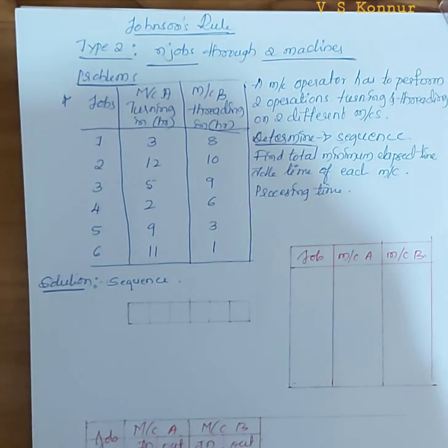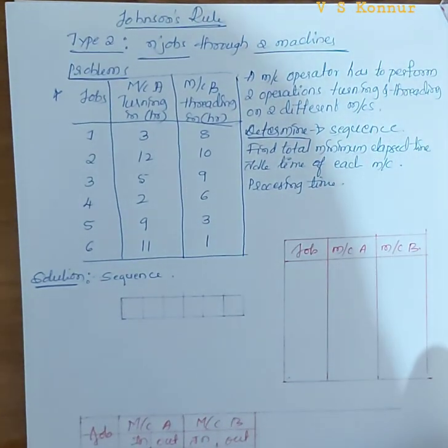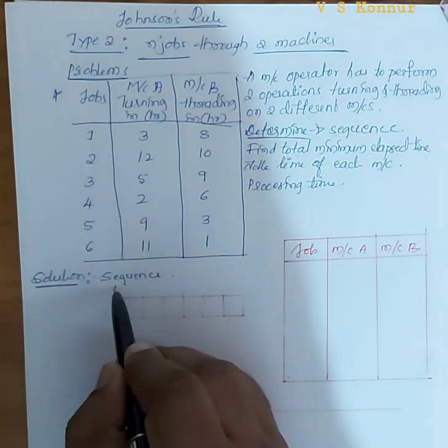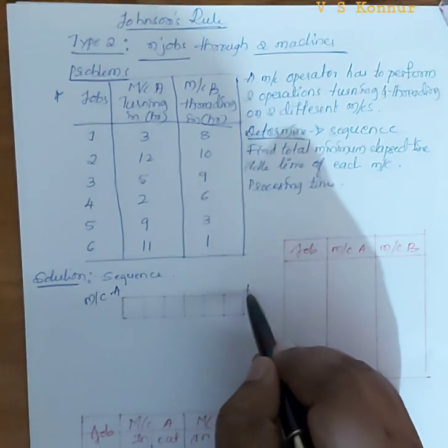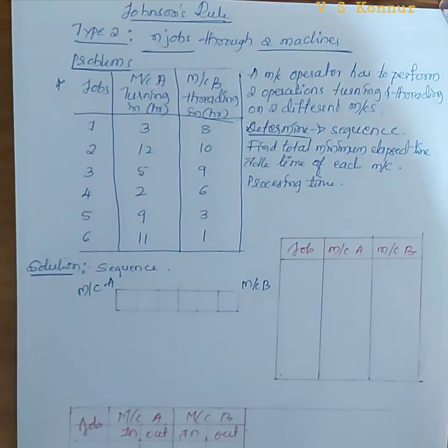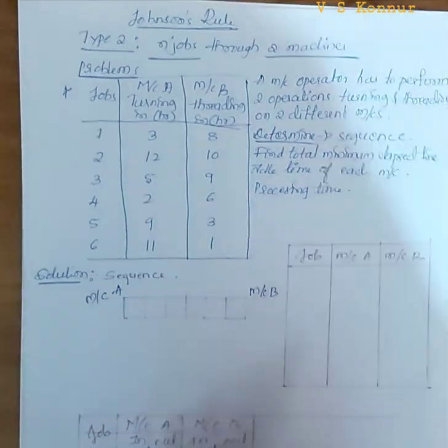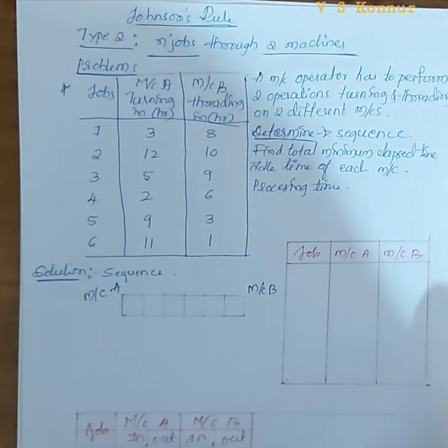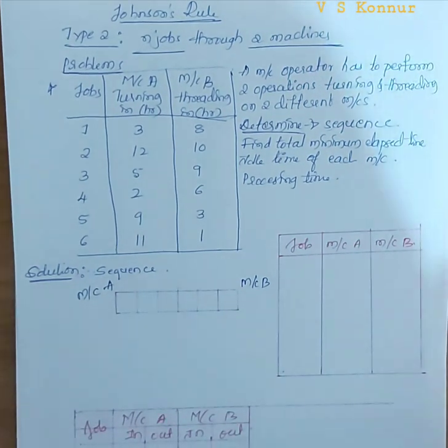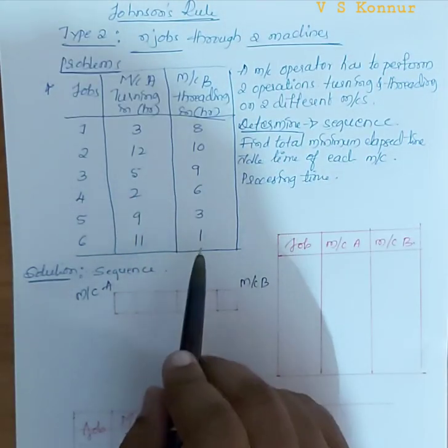Now, on one side you have to write machine A, on the other side machine B. For the optimal sequence, on one side I will write machine A, the other side machine B. After writing machine A and machine B, you have to select the least value. From both the columns, the least time you have to select.